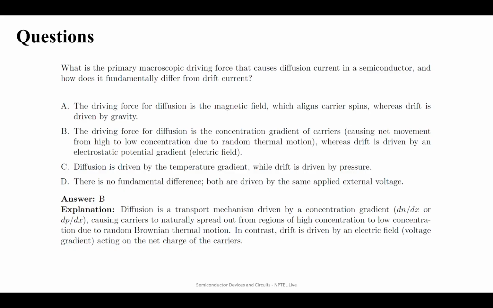Diffusion is a transport mechanism driven by the concentration gradient dn/dx or dp/dx, causing carriers to naturally spread out from regions of high concentration to low concentration due to random Brownian thermal motion. In contrast, drift is driven by an electric field, a voltage gradient acting on the net charge of the carriers.